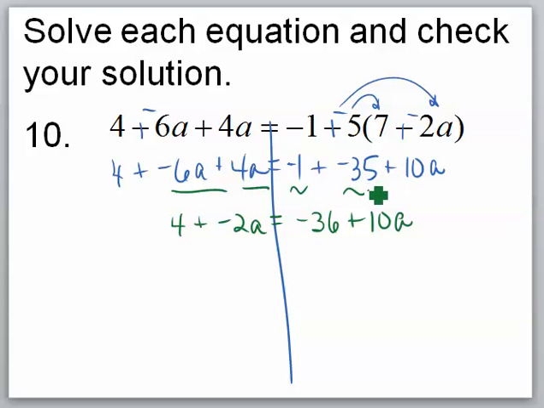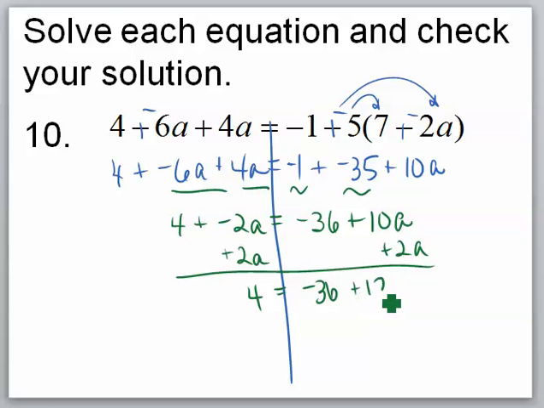I'm going to pick the smaller of the two variables, which happens to be this one, so the opposite of a -2a is a positive 2a. 4 equals -36 plus 12a. You can get rid of -36 by adding 36 to both sides. That gives me 40.